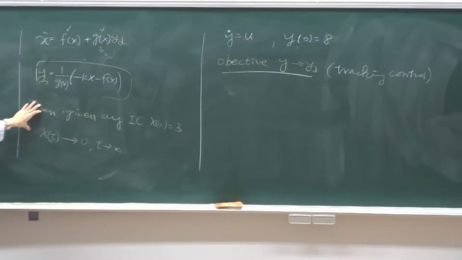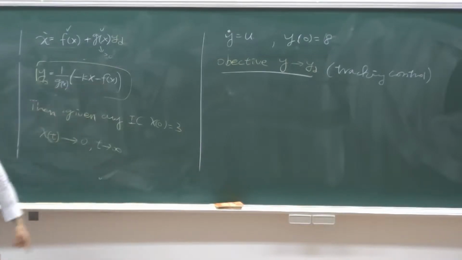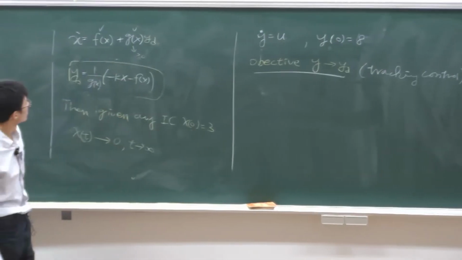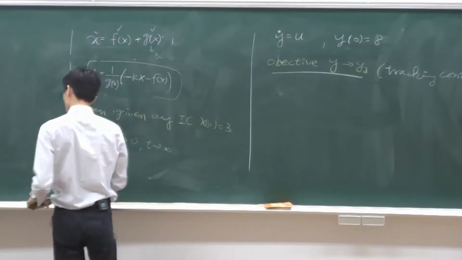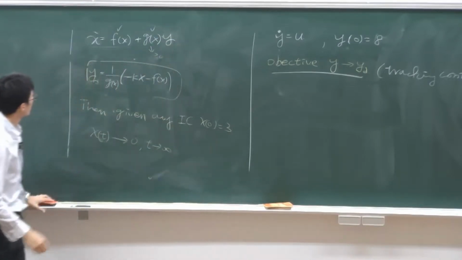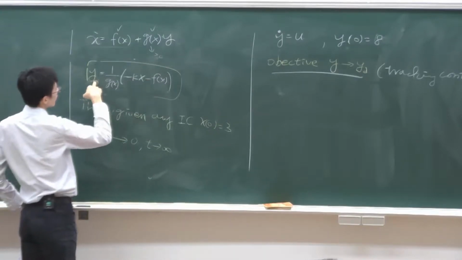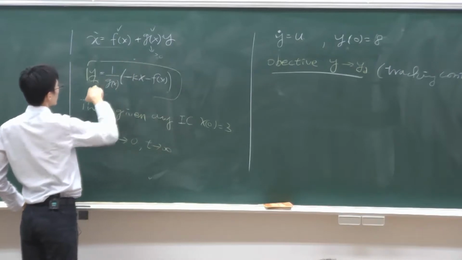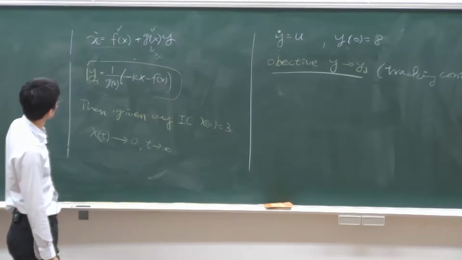Here's a regulation problem, and this yd is a virtual control. All you need to do is design u, because u physically exists, not y. So the system is y. And if y tracks yd, x will converge to 0.